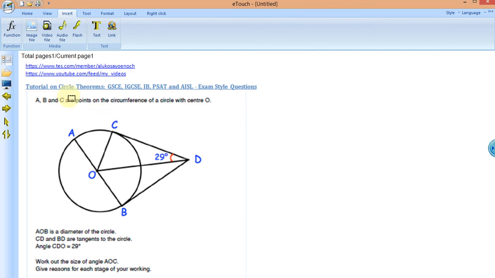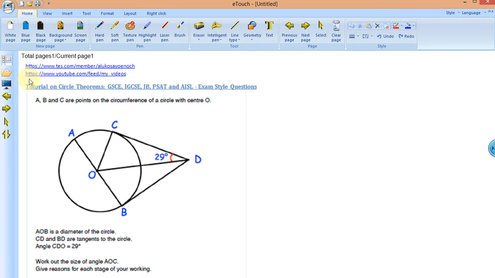Okay, so what is this question all about? A, B, and C are points on the circumference of a circle with center O. AOB is the diameter of the circle, and CD and BD are tangents to the circle. Angle CDO is 29. Work out the size of AOC. So we have to work out the size of AOC, guys.